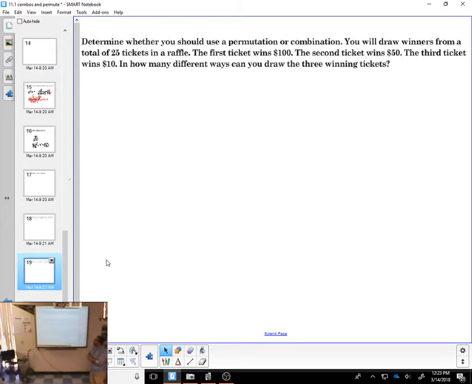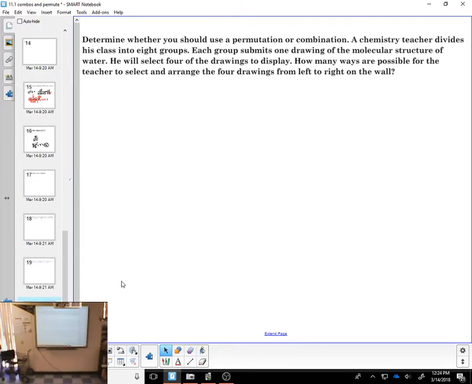All right. Determine whether you should use a combo or permute. You will draw winners from a total of 25 raffle tickets. The first ticket that wins gets $100. The second one that wins gets $50. The third one that wins gets $10. So it's 25, 24, 23. You see the difference? It's pretty obvious, huh? This is a permutation.